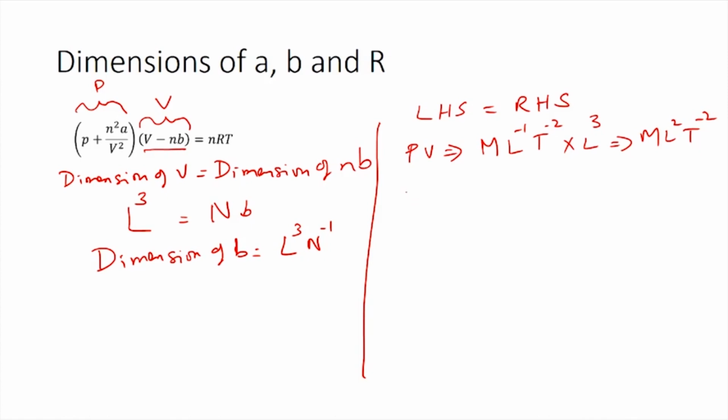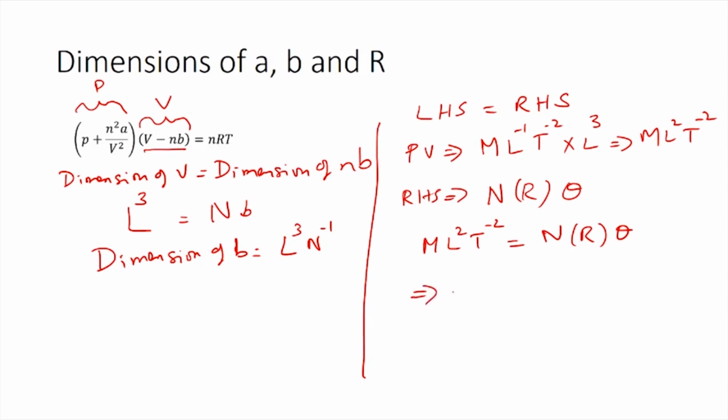So, we know that the right hand side basically has n, which is the amount of substance, and whatever the dimensions for R are, times theta, which is the dimensions for temperature. So, we know that M L squared T minus 2 should be equal to N times the dimensions for R times theta. So, this implies that the dimensions for R is M L squared T minus 2 N minus 1 theta minus 1. Based on this, we have performed dimensional homogeneity calculations to identify the dimensions of constants A, B and R.